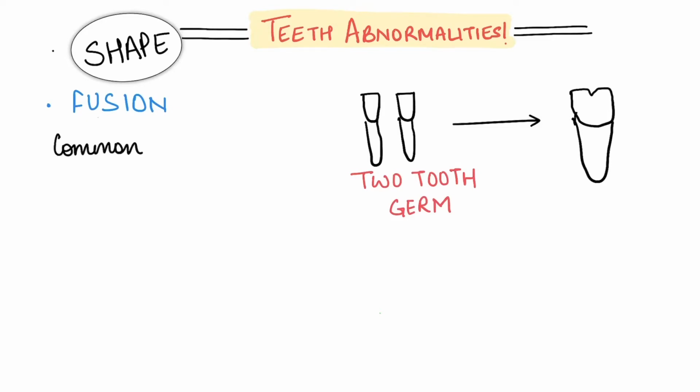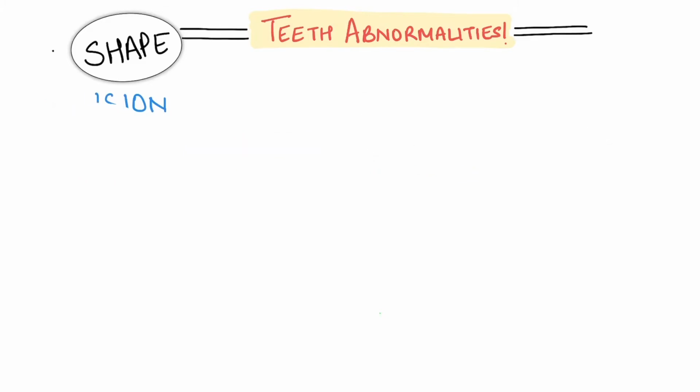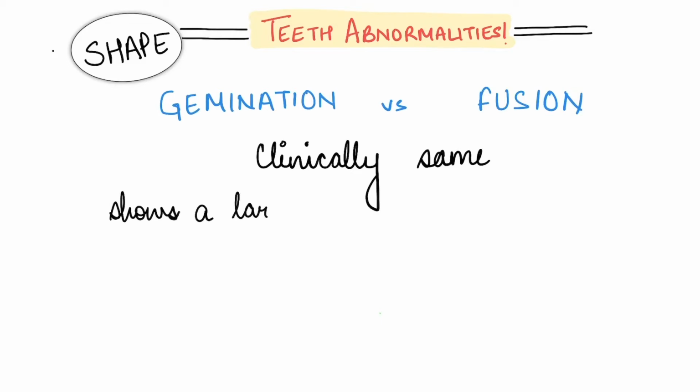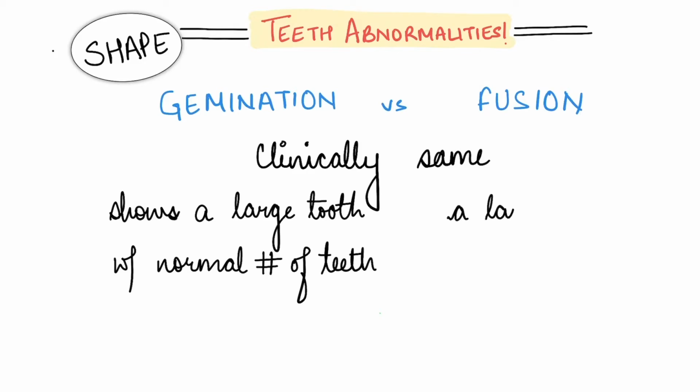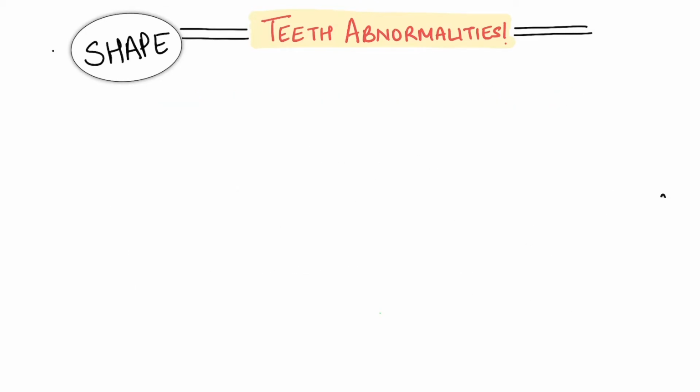This is commonly seen in the mandibular incisor region of the primary dentition. Clinically, both conditions, gemination and fusion, look the same. So how do we differentiate? In gemination, as we know, one tooth germ tries to divide in two, and in fusion, two tooth germs form one tooth. So in gemination, you see a large tooth in the dentition, but the total number of teeth would be normal. And in fusion, you will see a large tooth with one missing tooth. So you can say the two tooth germs have formed into one.